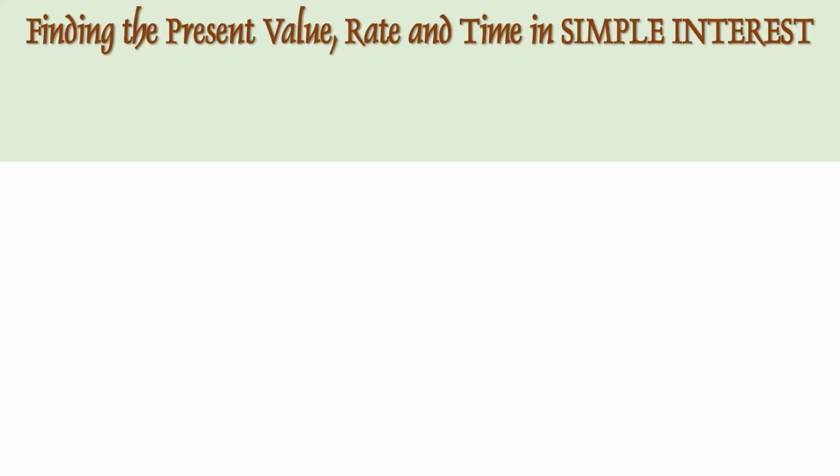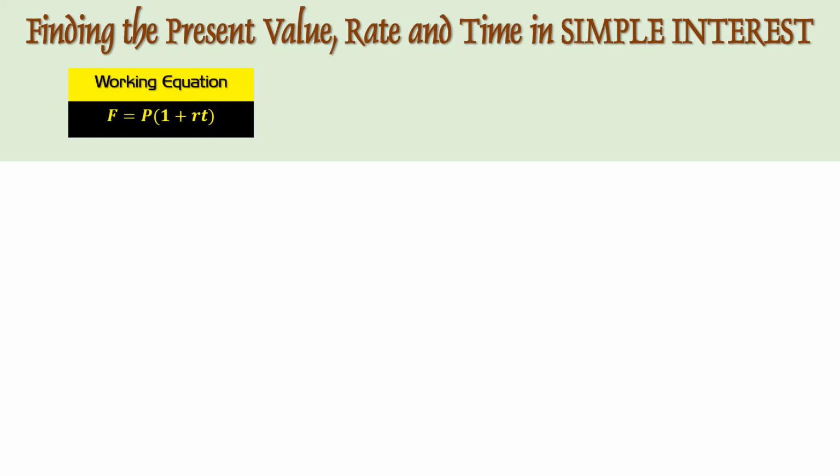Okay, let's proceed. Next is finding the present value, the rate and time in simple interest. So, in this case, we're gonna have a working equation which is the future value F is equal to the principal P times quantity 1 plus rate times time. So, ito yung gagamitin nating equation to come up or to derive formula in solving for the present value, rate, and time. So, unahin natin ang present value. So, the present value is also the principal amount. That is P is equal to future value divided by 1 plus rate times time.